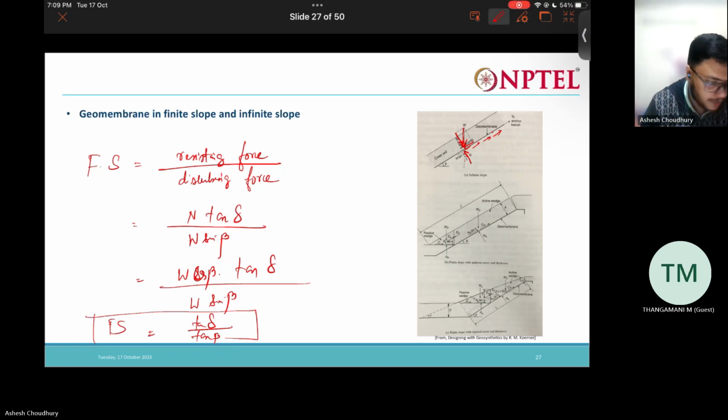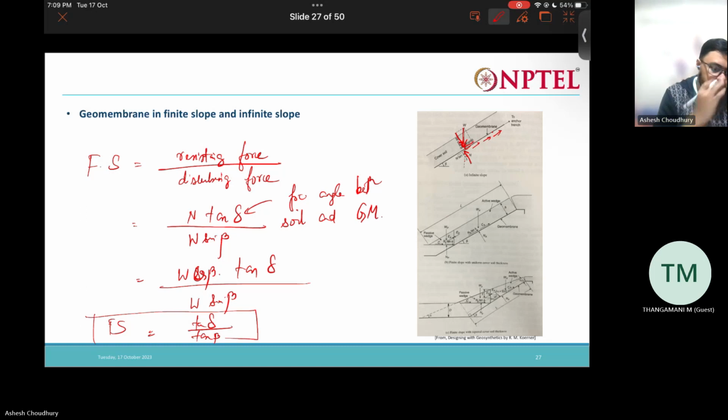Okay, delta is the friction angle between the geomembrane and the soil.